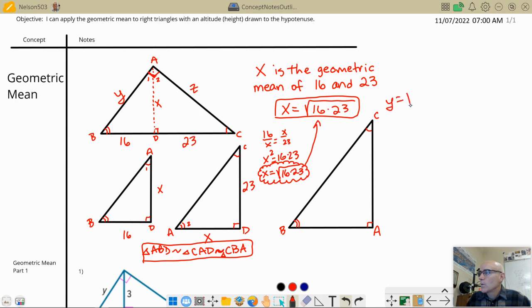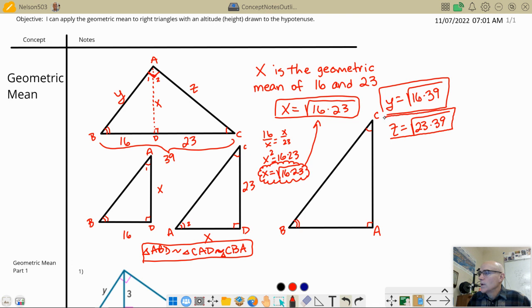So we said Y was the square root of 16 times (16 plus 23). So I'm just going to put down 16 times 39, right? Because the whole side length is 39 long, okay? And Z is the geometric mean of 23 and 39. Make sure that you have these in your notes, and I hope that we can use these notes even if the triangle is oriented in a different way. We can try to figure out where the 16 side is and where the 23 side is. So we're going to try that right now.